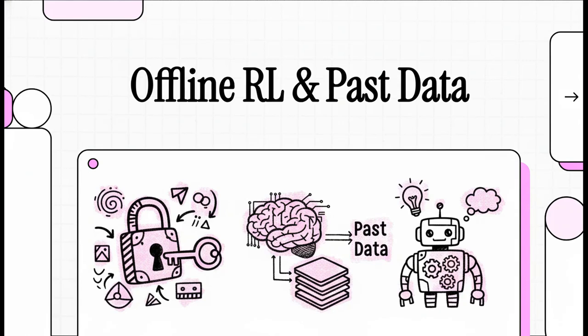Today, we're diving into something really cool. It's a field all about unlocking the wisdom that's hiding in data we already have. It's called offline reinforcement learning, and it's basically teaching machines how to make smarter decisions by just studying the past, without all the risk of real-world trial and error.